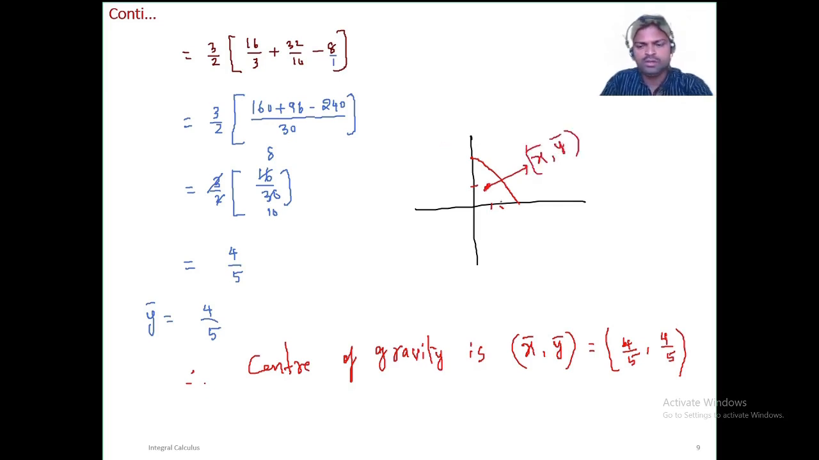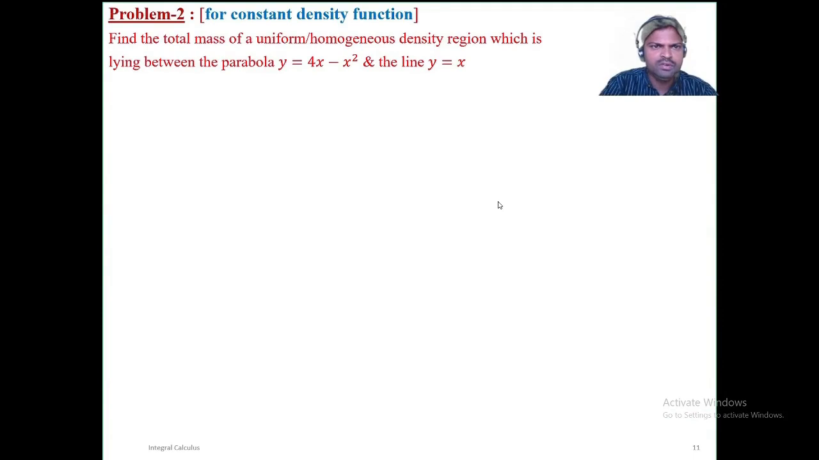Okay. Next one, problem number 2. For a constant density function, find the total mass of a uniform or homogeneous density region lying between the parabola y equals 4x minus x square and the line y equals x. So here it is a uniformly distributed plate object. Now let us sketch first.